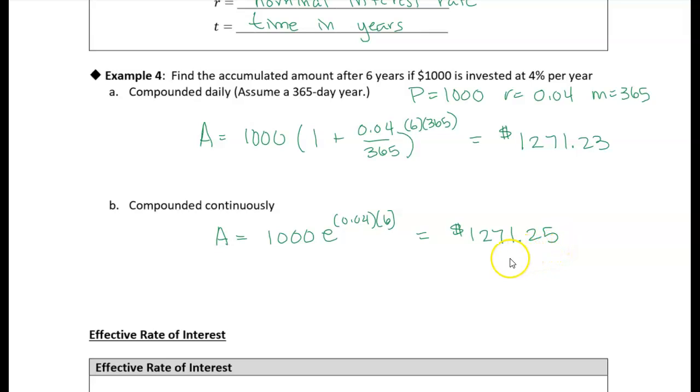All right, well, that takes care of continuous compounding. And I'll meet you in the next video to talk about effective interest rate.